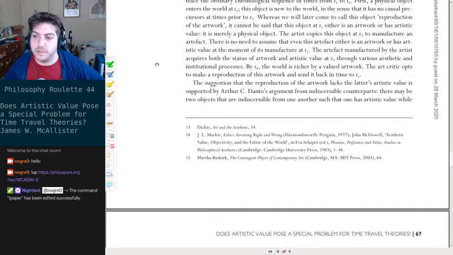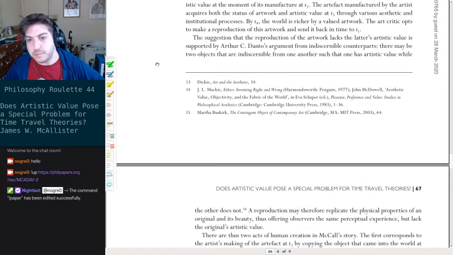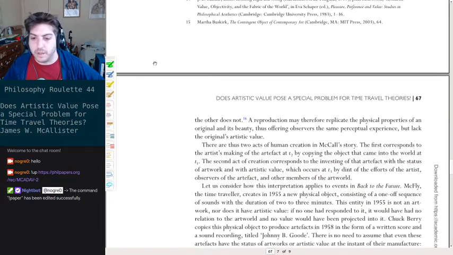The art critic opts to make a reproduction of this artwork and send it back in time to T1. This suggestion that the reproduction of the artwork lacks the latter's artistic value is supported by Arthur C. Danto's argument from indiscernible counterparts. There may be two objects that are indiscernible from one another such that one has artistic value while the other does not. A reproduction may therefore replicate the physical properties of an original and its beauty, thus offering observers the same perceptual experience, but lack the original's artistic value.